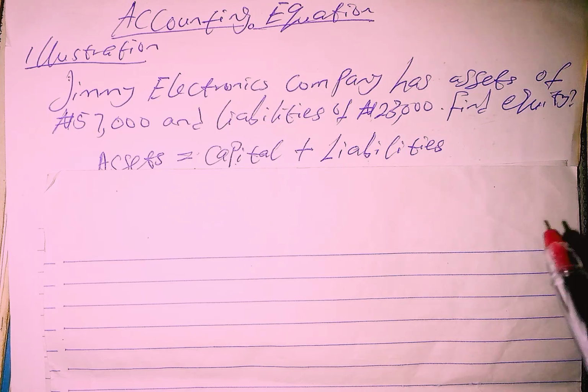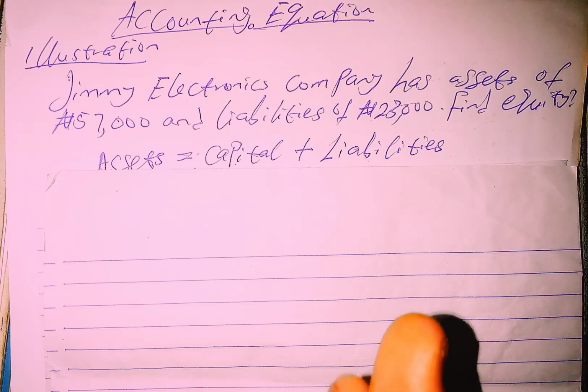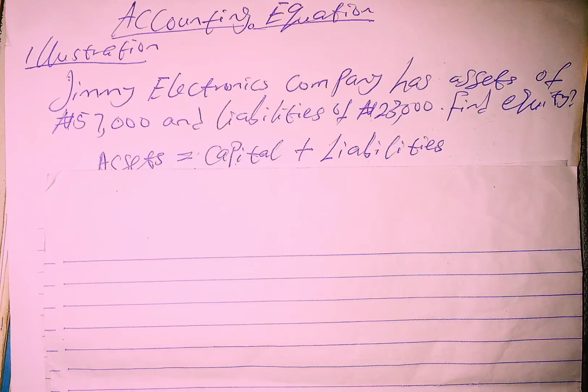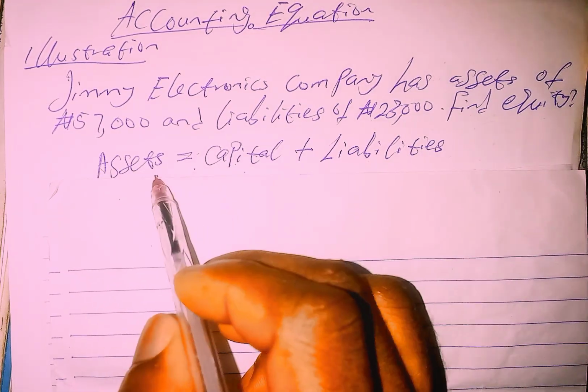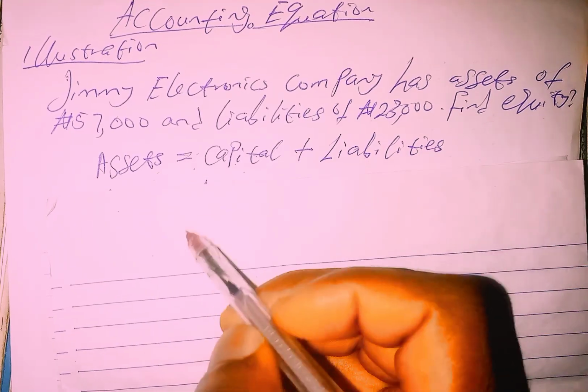We can say it is the difference between the value of assets and the value of liabilities, which helps the owner to know what he owns after debt has been paid. Okay, so we'll be solving this problem using this same accounting equation. So, solution.